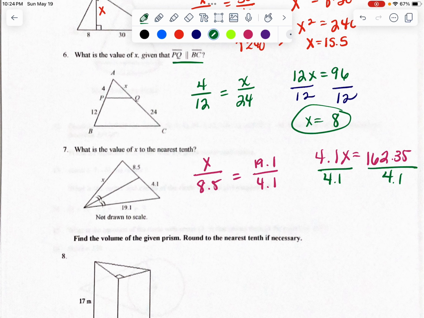And rounded to the nearest tenth is going to be 39.6.